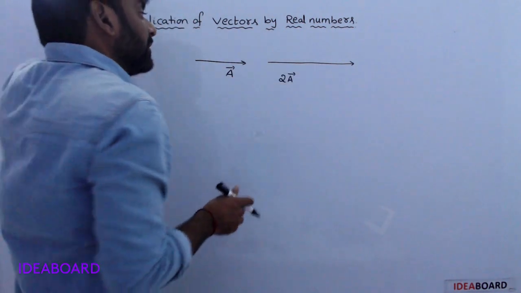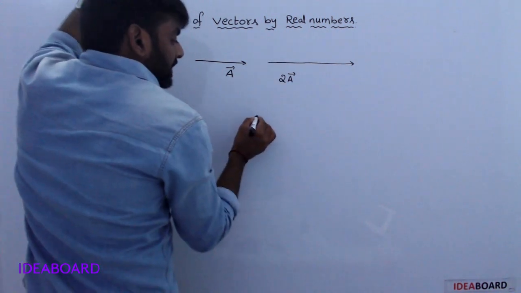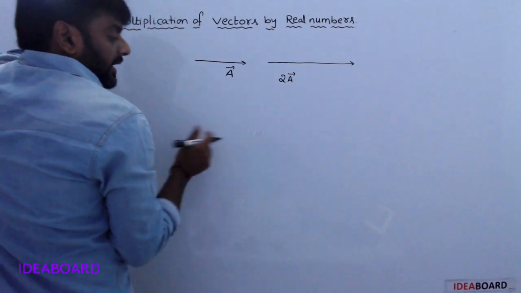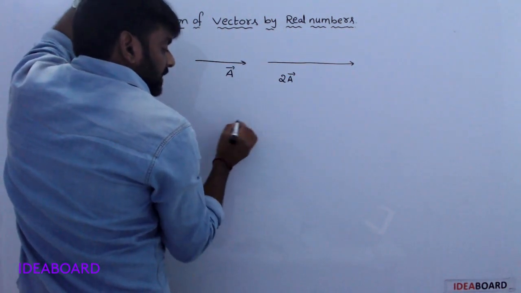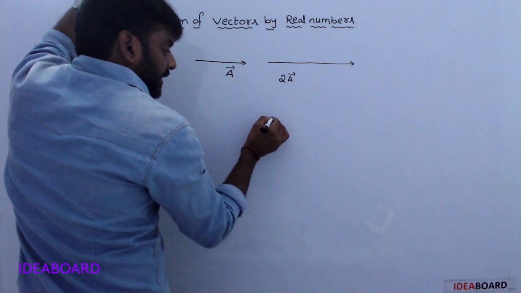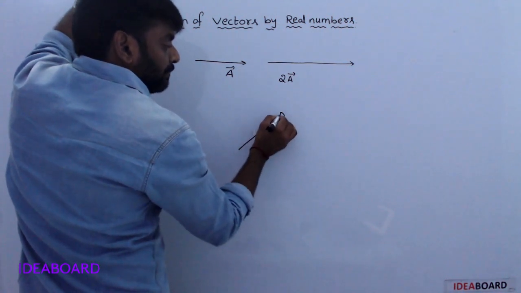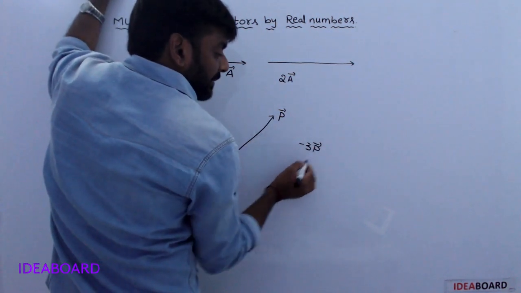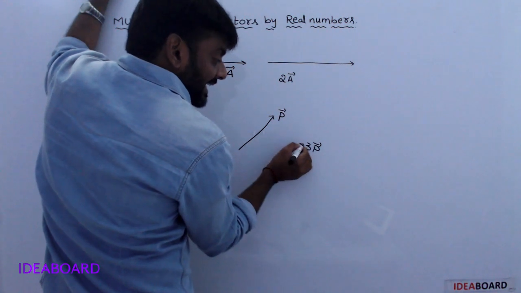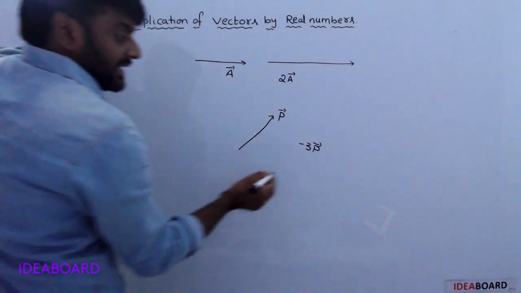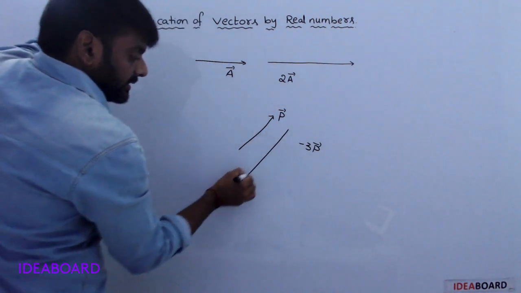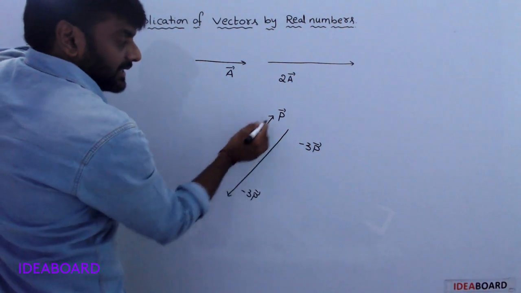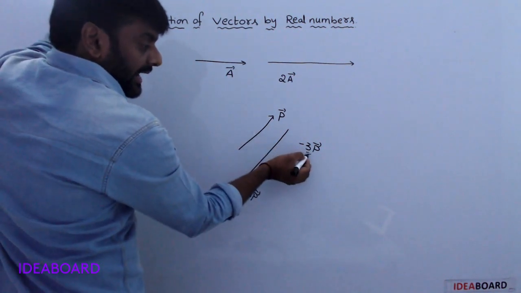Understood? Now, for example, a vector multiplied with a negative number. We consider another vector, p bar, multiplied with minus 3, giving minus 3p bar. That means its direction changes, and at the same time its magnitude also changes. See this one, minus 3p bar, the direction changes due to the negative.